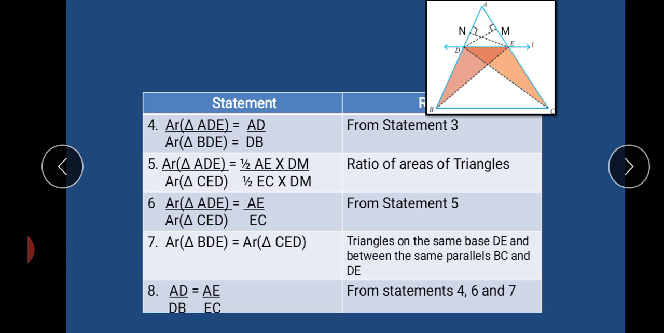Now see statement 4, statement 6 and statement 7. If we bring them together, it says the left hand side of statement 4 is equal to the left hand side of statement 6. Therefore, the right hand side of statement 4 is equal to the right hand side of statement 6. That is, AD upon DB is equal to AE upon EC. We'll go through the entire theorem once again.